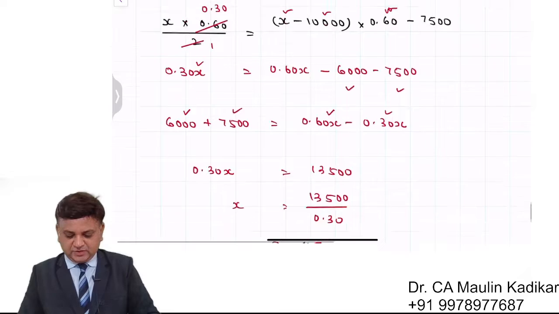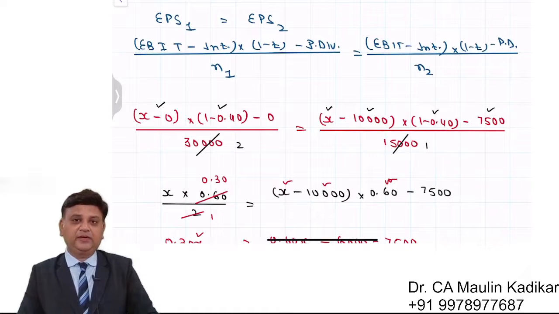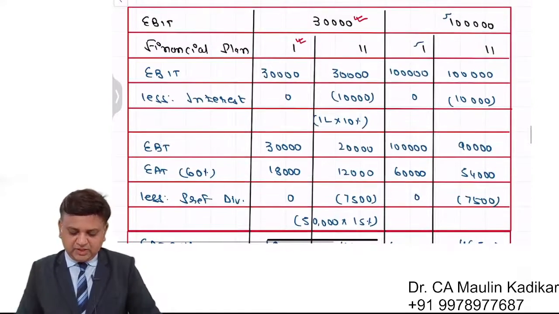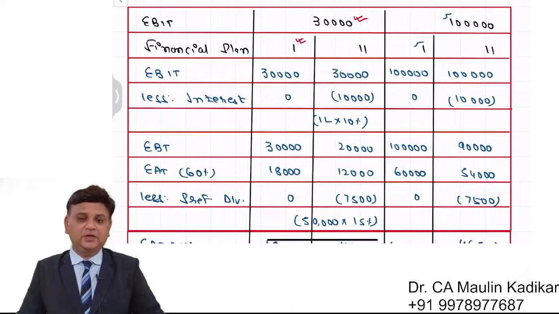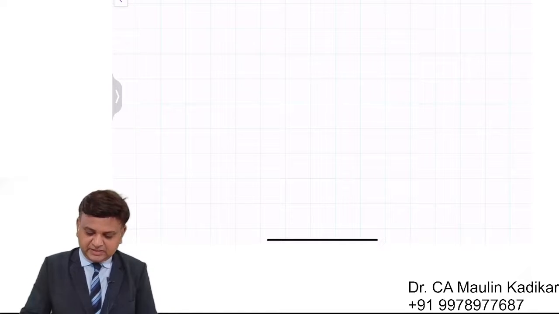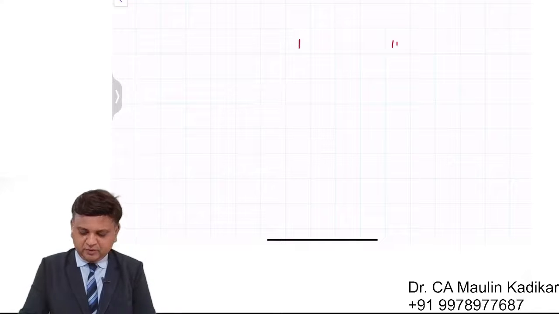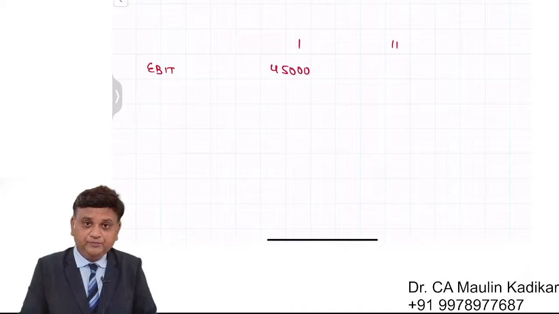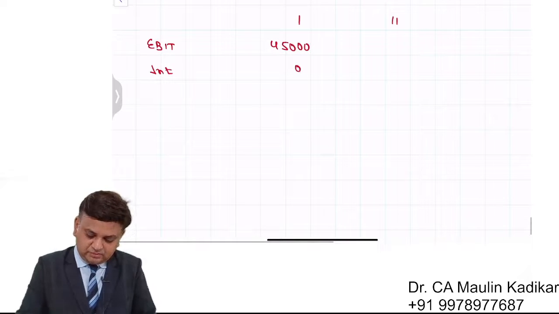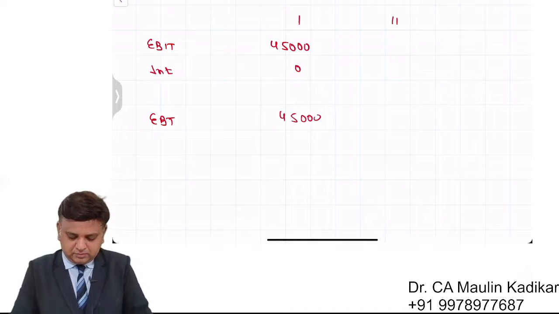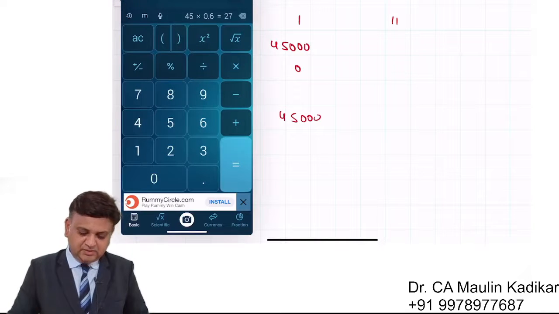Whatever answer of 45,000 that we have computed can be cross verified. How can we cross verify? Let us have understanding. Over here, we can have the calculation of the EPS of both the financial plans at 45,000 rupees of the EBIT. We can say that's plan 1 and plan 2. Let us see both the plans. EBIT, first financial plan, it is 45,000. Interest 0. EBT 45,000. So 45,000 into 0.6, 27,000.